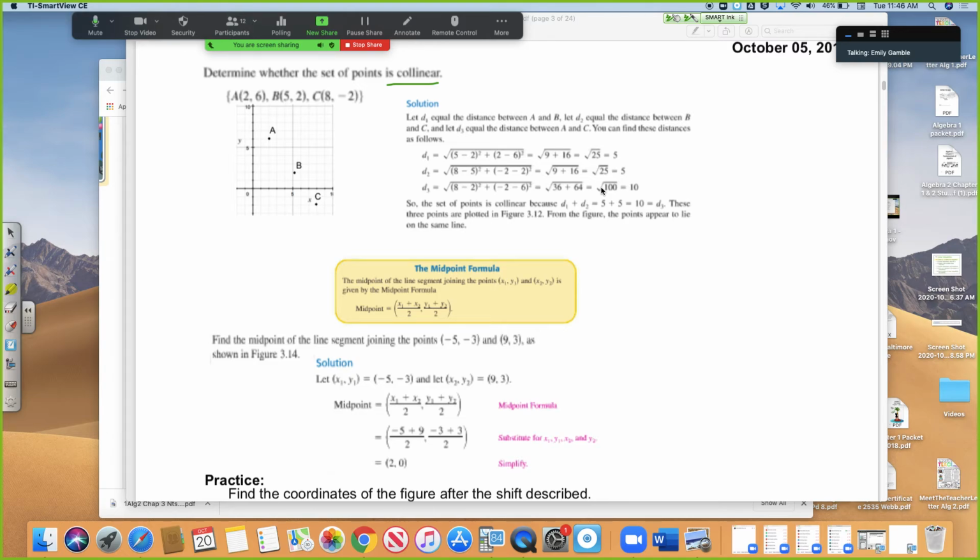So to figure out if points are collinear, what you do is you find the distance between the first point and the second point first.